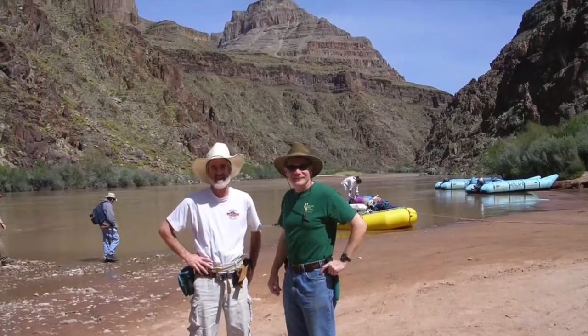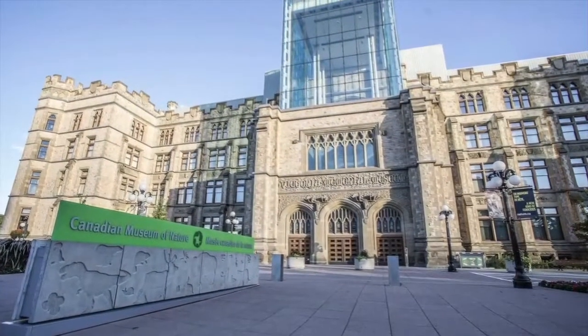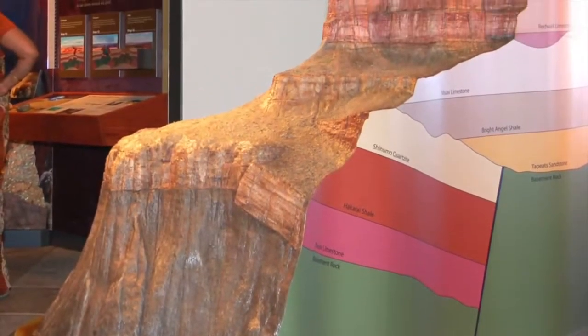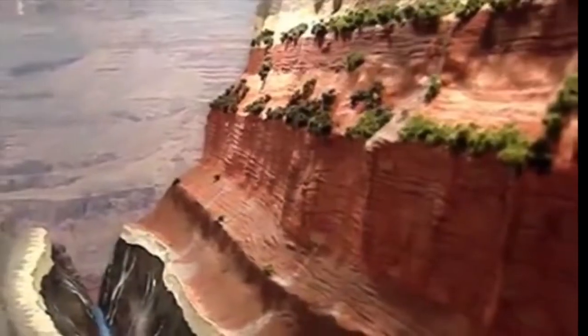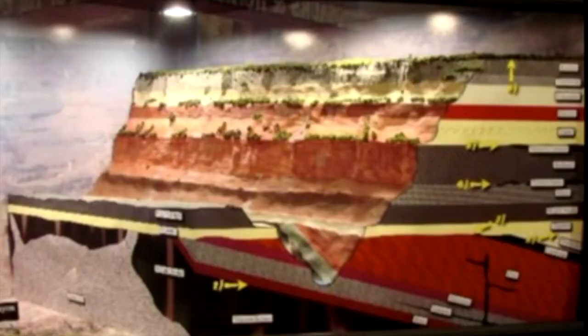Evolutionary geologists claim that the Grand Canyon is the best and most complete geologic column on Earth. In the Canadian Museum of Nature in Ontario, Canada, there is displayed a massive diagram of the entire Grand Canyon, layer by layer. Within it shows huge breaks in time. 480 million years are missing between the basement and the Precambrian rocks. 330 million years are missing between the Unkar-Nankoweap and the Chuar Formation.